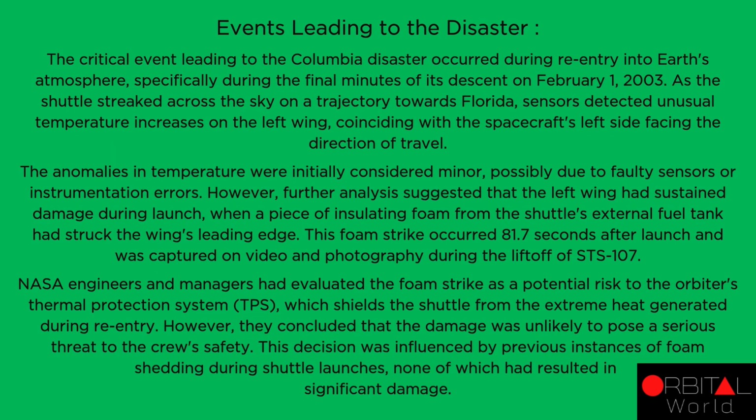Events leading to the disaster. The critical event leading to the Columbia disaster occurred during re-entry into Earth's atmosphere, specifically during the final minutes of its descent on February 1, 2003. As the shuttle streaked across the sky on a trajectory towards Florida, sensors detected unusual temperature increases on the left wing, coinciding with the spacecraft's left side facing the direction of travel. The anomalies in temperature were initially considered minor, possibly due to faulty sensors or instrumentation errors.